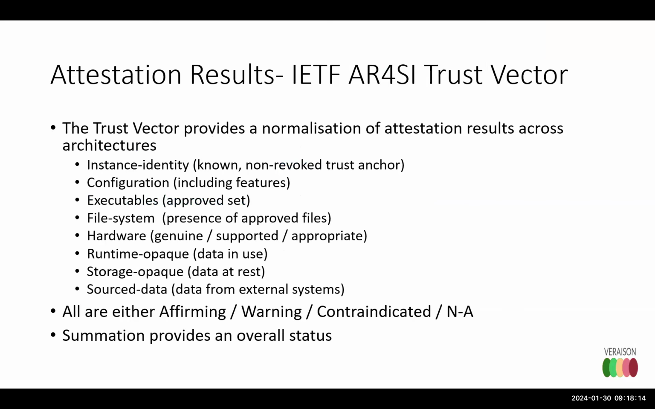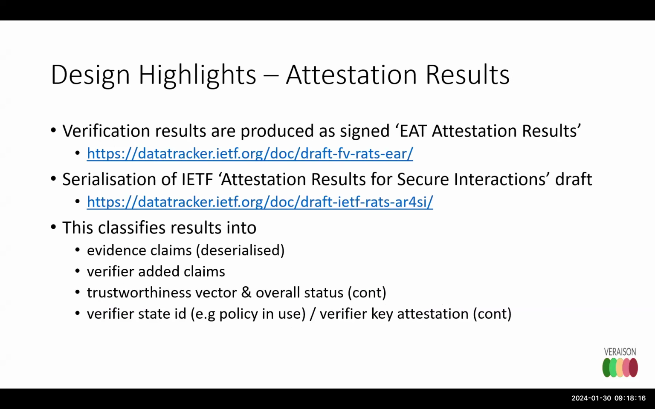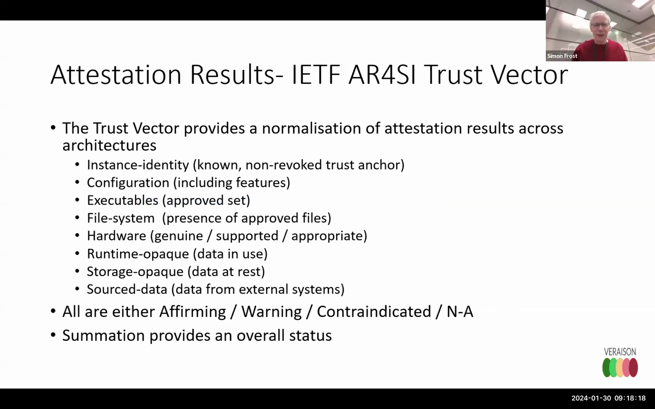So what is the trustworthiness vector? Can you explain? I'll talk more about that in a minute. In fact, on this slide, here we are. Oh, okay. Hang on, I can never remember this. So the attestation results for secure interactions was a piece of work that originated from Cisco because they have a lot of different architecture routers in their setup, and has been contributed to by multiple others in the RATS group. And what they wanted to say is, how do you normalize trust across a variety of architectures?